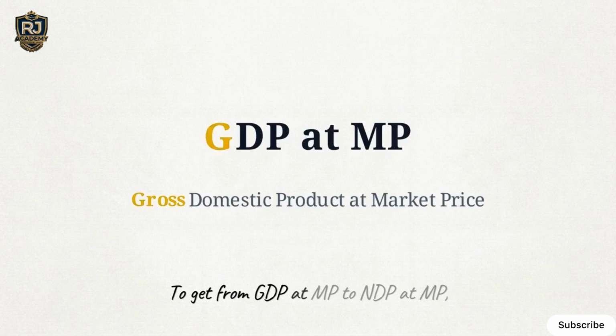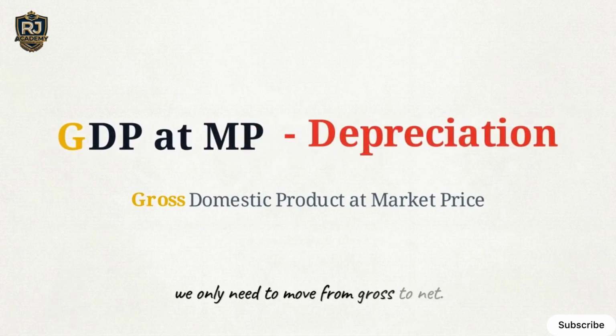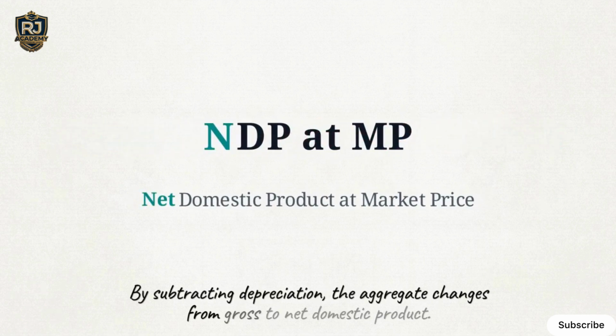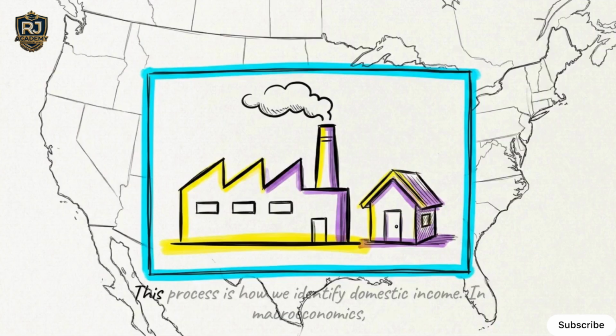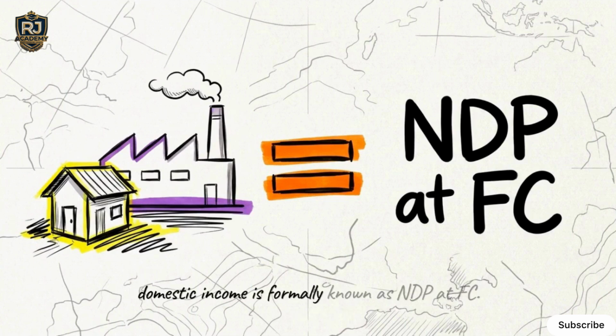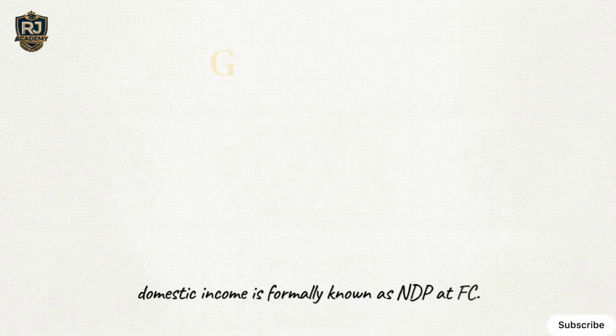To get from GDP at MP to NDP at MP, we only need to move from gross to net. By subtracting depreciation, the aggregate changes from gross to net domestic product. This process is how we identify domestic income. In macroeconomics, domestic income is formally known as NDP at FC.